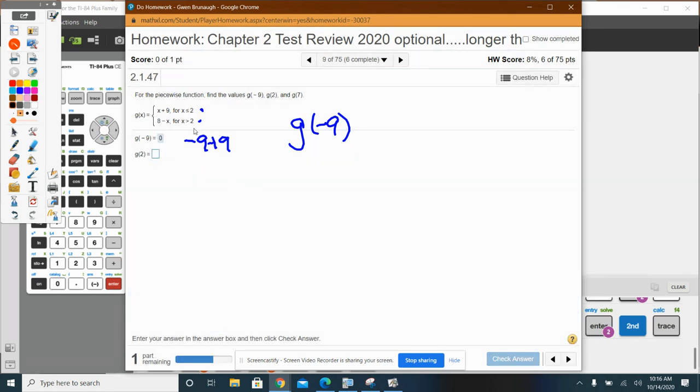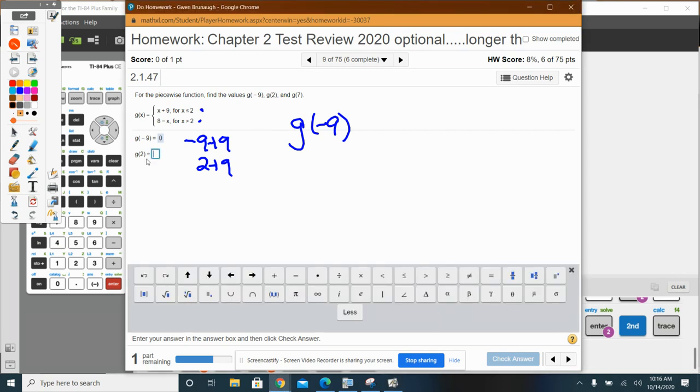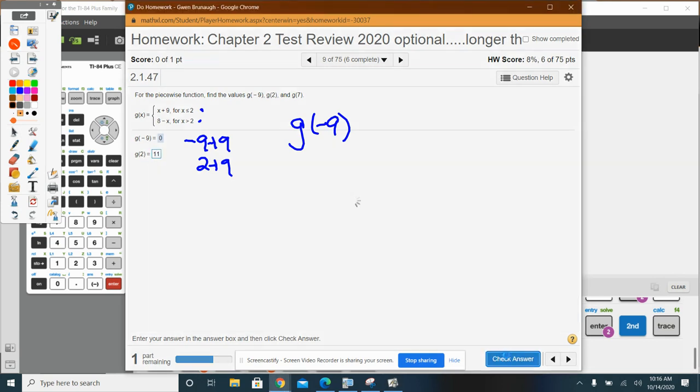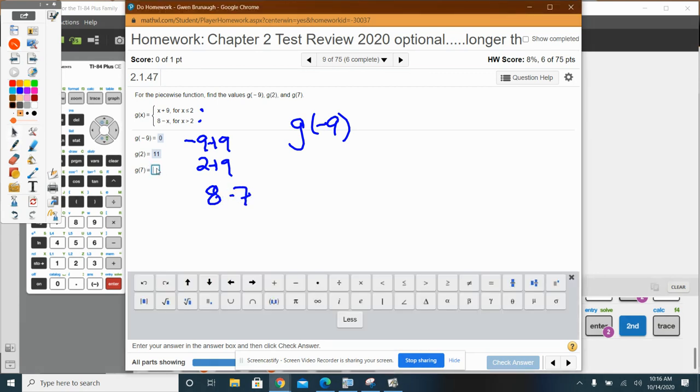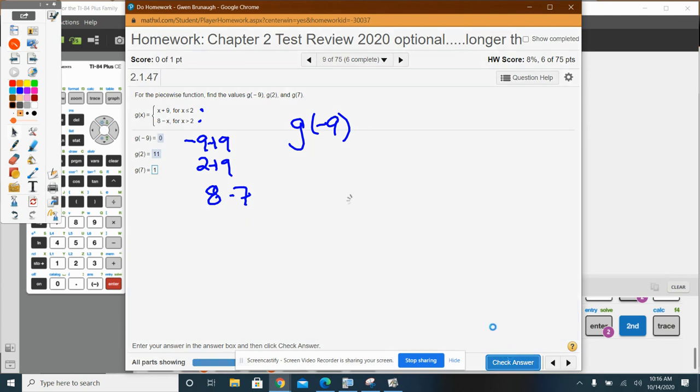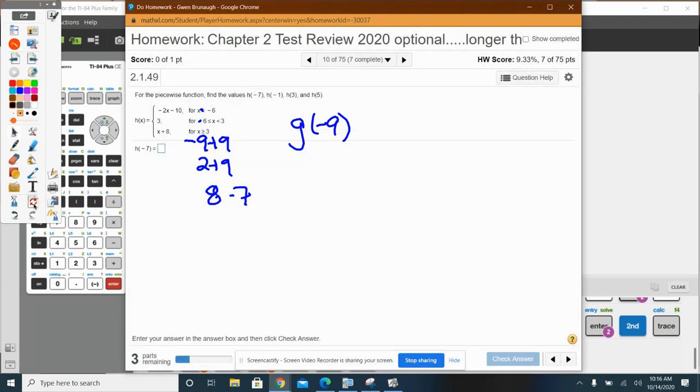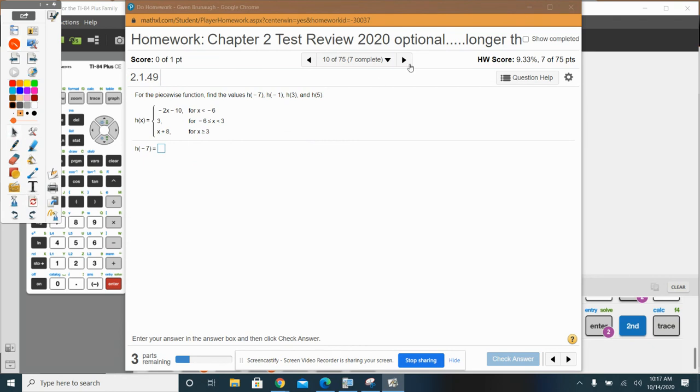Plug in 2. I'm going to use the top rule again because 2 is equal to 2, and that will be 2 plus 9, and that will give me 11. If it's 7, that's greater than 2, and 8 minus 7 is 1. Okay, I'm not going to do this one. That's very similar.